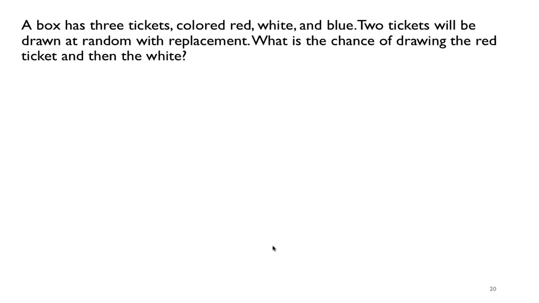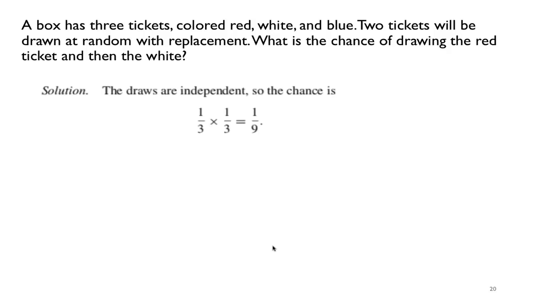So let's do an example. A box has 3 tickets, colored red, white, and blue. 2 tickets will be drawn at random with replacement. What's the chance of drawing a red and then a white? Again, because we're drawing with replacement, these are independent. What's the chance of getting a red? Well, 1 out of 3. What's the chance of getting a white? Also 1 out of 3, because we are replacing our tickets after we pick. So the chance of them both happening is 1/3 times 1/3, which is 1/9.